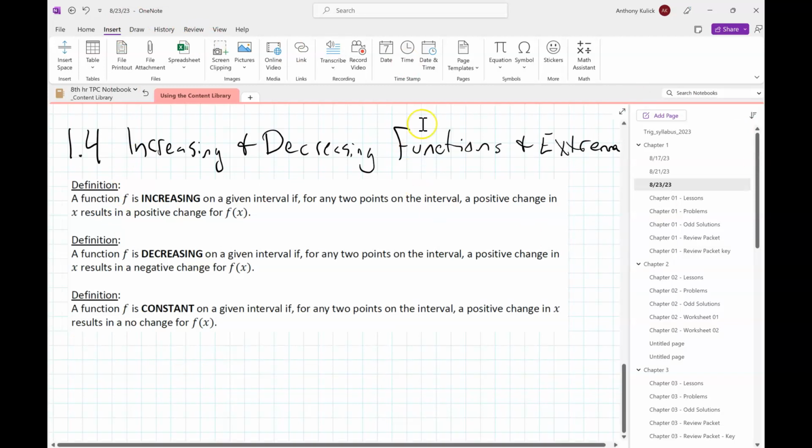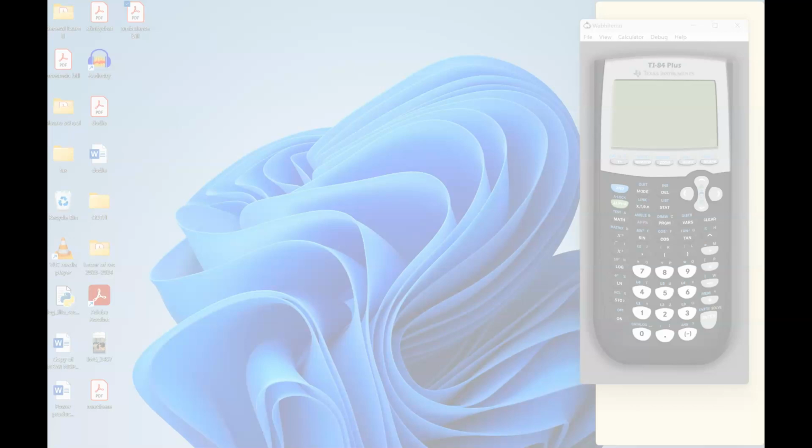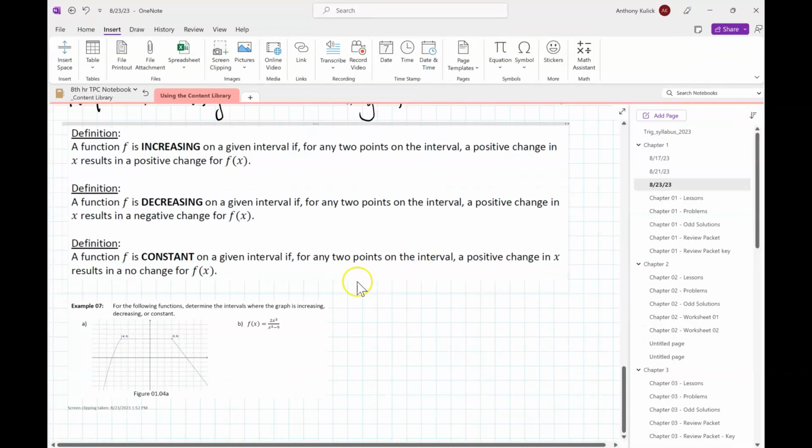Sound good? I think so, Mr. Kulik, but let's see it done before I commit to that.